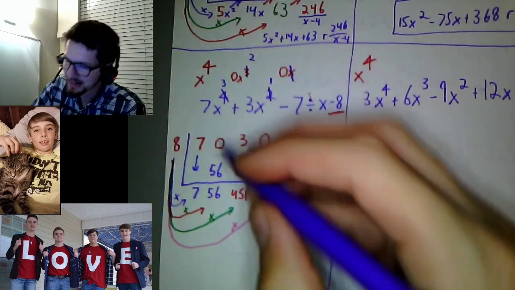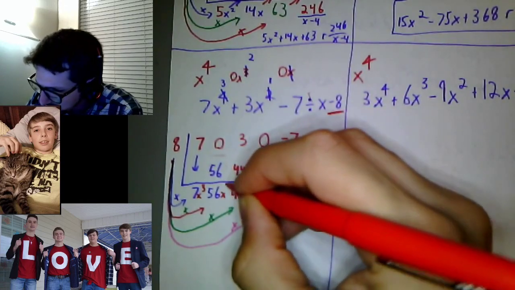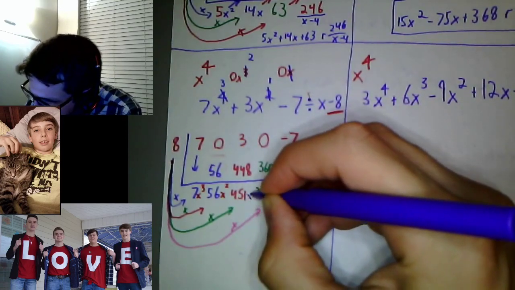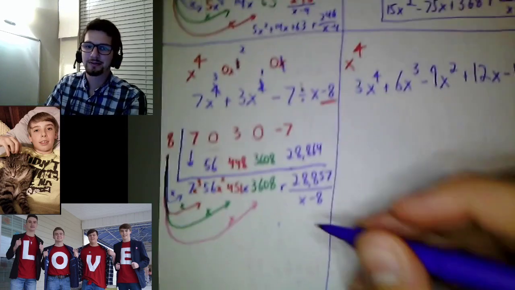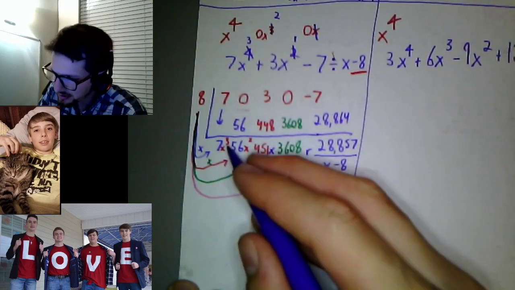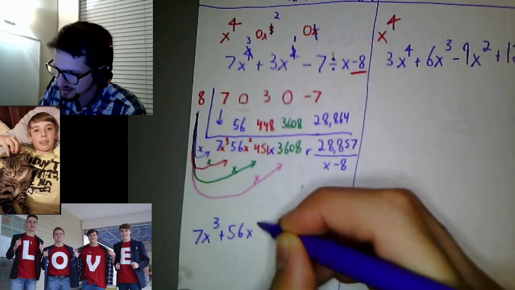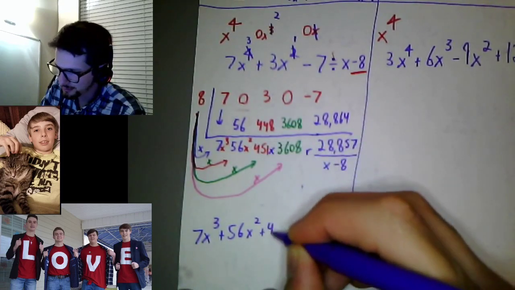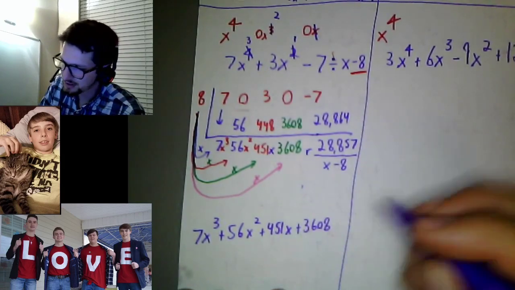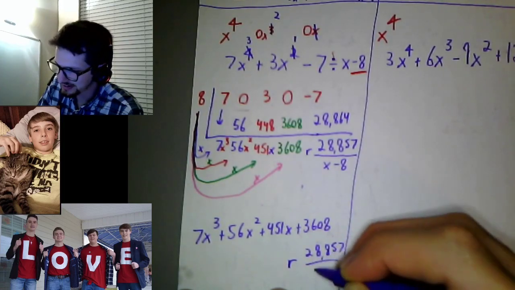So let's plug in my x's back. This 7 gets a little x cubed, this 56 gets a little x squared, this 451 turns into an x, and the 3,608 doesn't get one at all. So, uncompressing these, getting these bigger, my 7x to the third plus a positive 56x squared plus a positive 451x plus a positive 3,608 with a remainder of 28,857 divided by x minus 8.